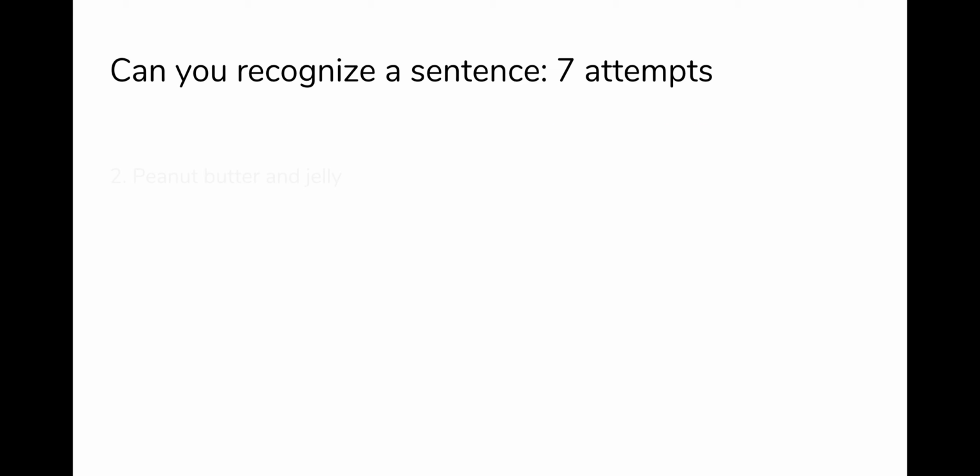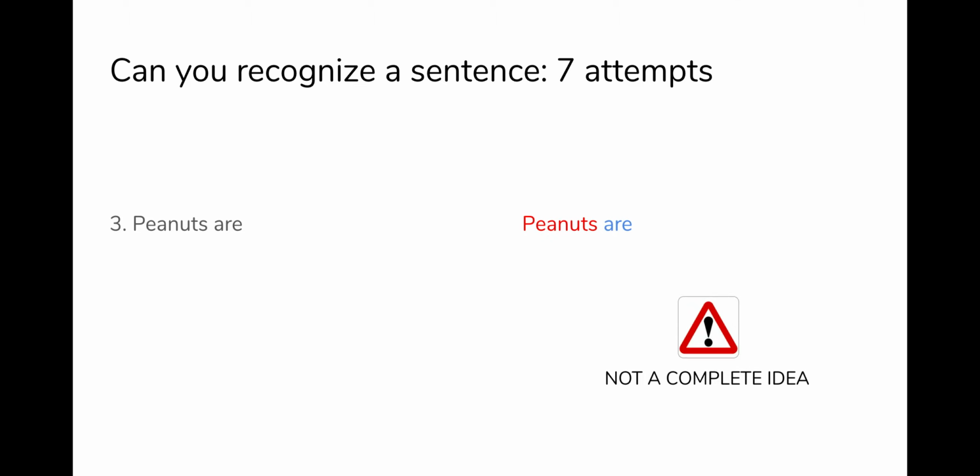Number 2, peanut butter and jelly. Not a sentence. Number 3, peanuts are. It has a subject and a verb, however, not a complete idea. Peanuts are what? Expensive, bad, good, we don't know. It's not a sentence. It's got to be a complete idea.